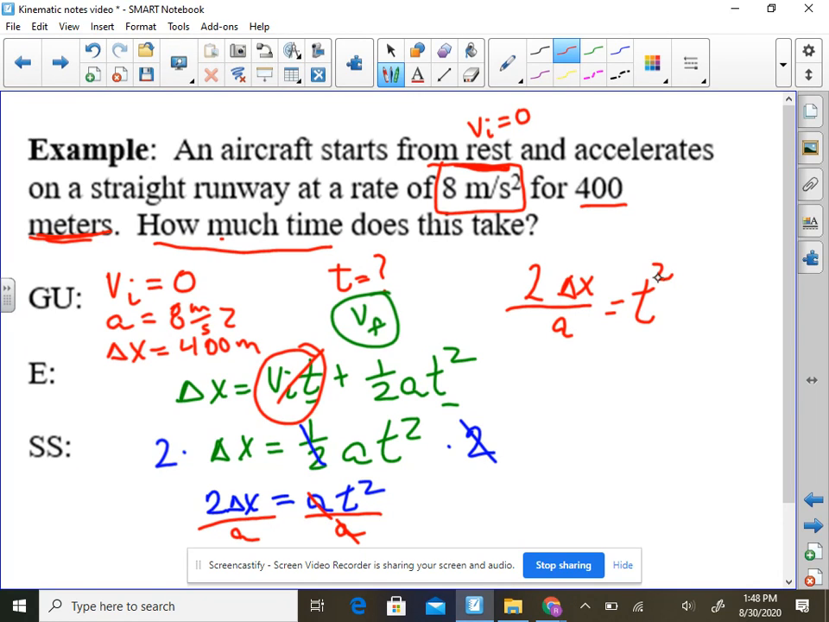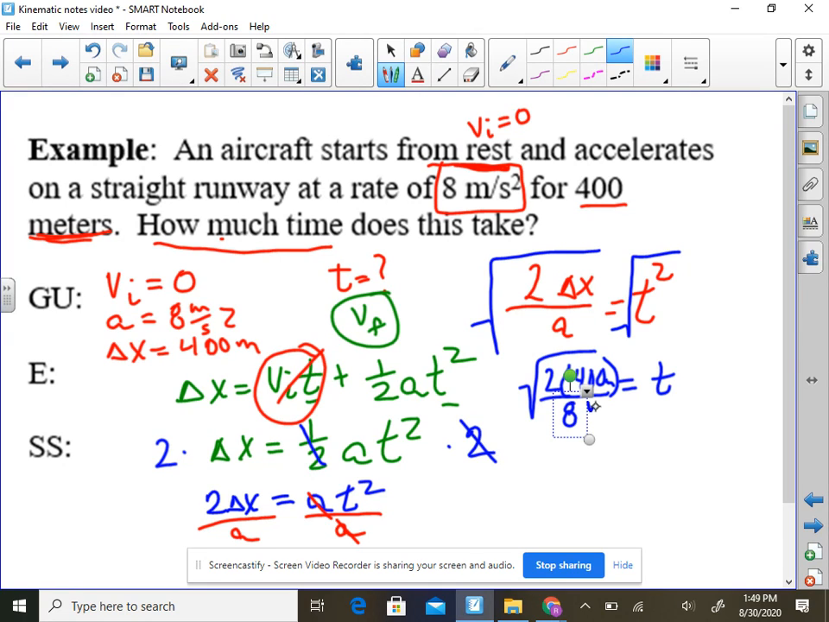So now my last step, I can take care of the square by taking the square root of both sides. If I take the square root of t squared, I get t. And so I can put 2 times my displacement, which we said was 400 meters, and my acceleration divided by 8 meters per second squared. And so now I can solve for the time.